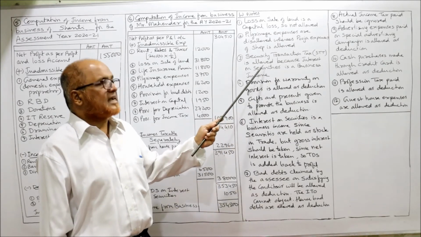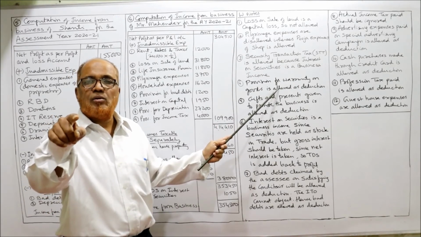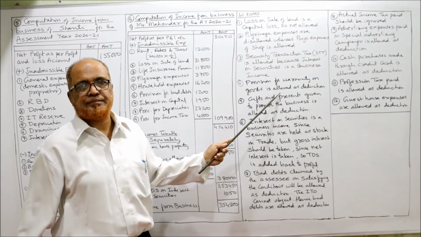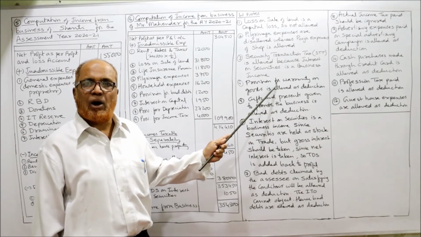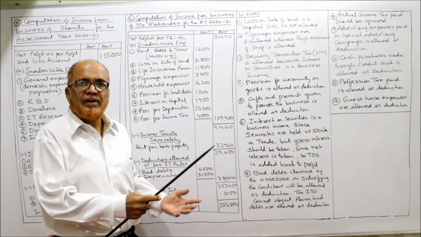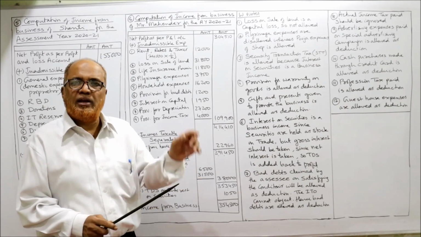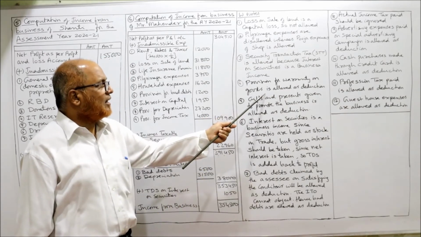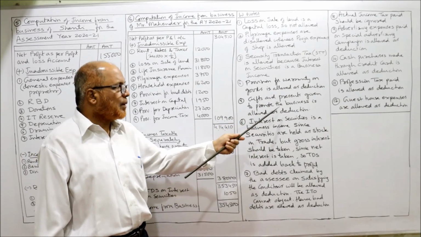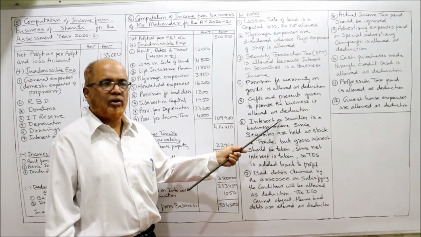Security transaction tax, STT, is allowed as deduction because interest on security is a business income, because security is a part of stock. So STT will be allowed. If it were disallowed, we would have added it back, but we have allowed it as deduction. So nothing should be done. Only note. Provision for warranty on goods is allowed as deduction. Gifts and presents given to promote the business are allowed as deduction. So we have allowed it.